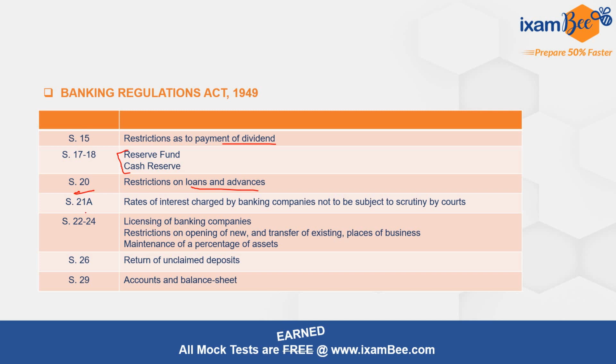Next important section आप देख सकते हो section 21A है जिसमें कि rate of interest जो भी charge करेगी banking companies that are not actually subjected to any kind of scrutiny by court and all, उससे रिलेटेड प्रोविजन है. सो क्या बेसिकली कोर्ट्स के पास पावर है कि वो स्क्रूटनी कर सकती है ये रेट्स ऑफ इंटरेस्ट जो बैंकिंग कंपनी चार्ज करते हैं या नहीं कर सकते हैं, and all the related aspects. 22 to 24. So 22, 23 and 24 they are important over here.